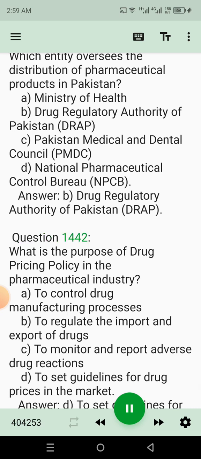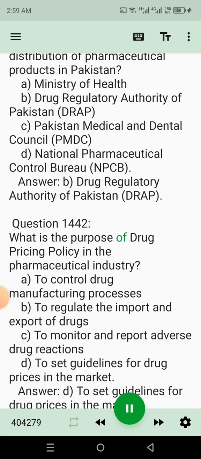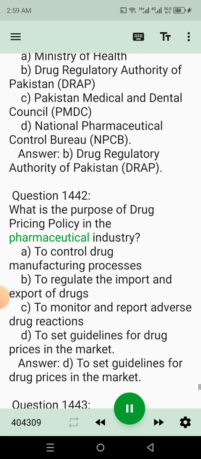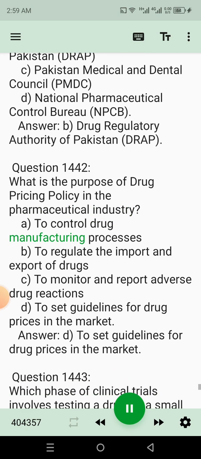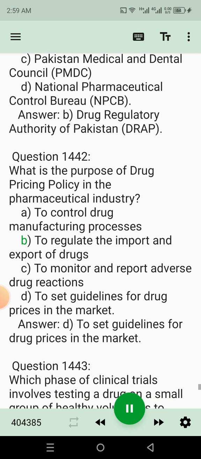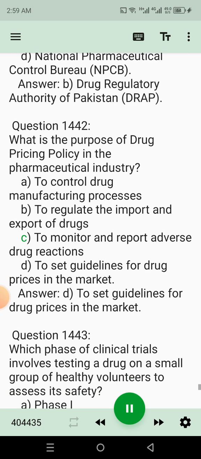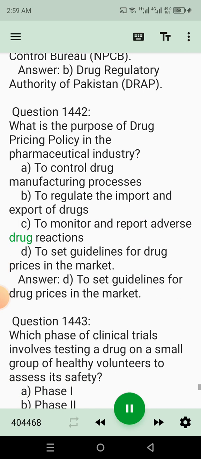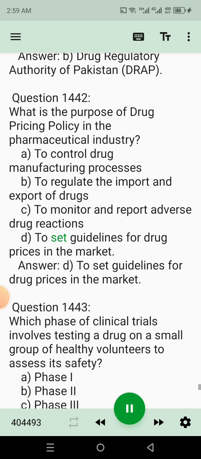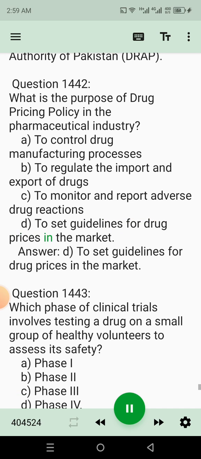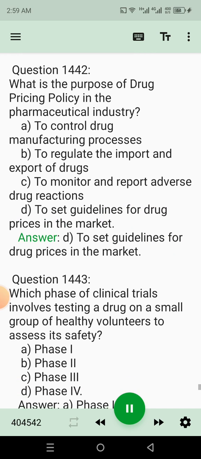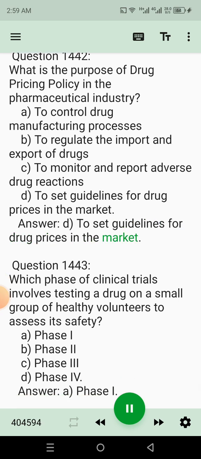Question 1442. What is the purpose of drug pricing policy in the pharmaceutical industry? A. To control drug manufacturing processes. B. To regulate the import and export of drugs. C. To monitor and report adverse drug reactions. D. To set guidelines for drug prices in the market. Answer. D. To set guidelines for drug prices in the market.